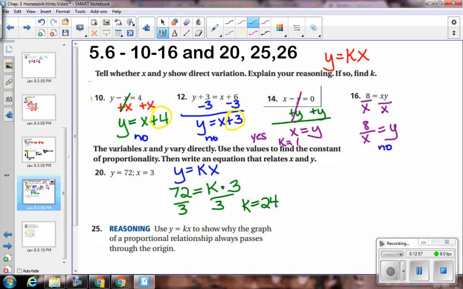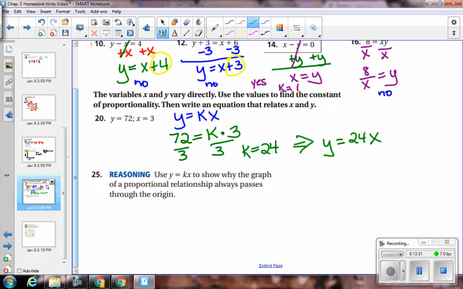We're not done yet, though, because it says to write an equation that relates x and y. So all we know is that the relationship between x and y is that we have to multiply x by 24 in order to get to y. So our equation is that y is equal to 24 times x. We're just putting in that value of k into the form that any proportional relationship has.